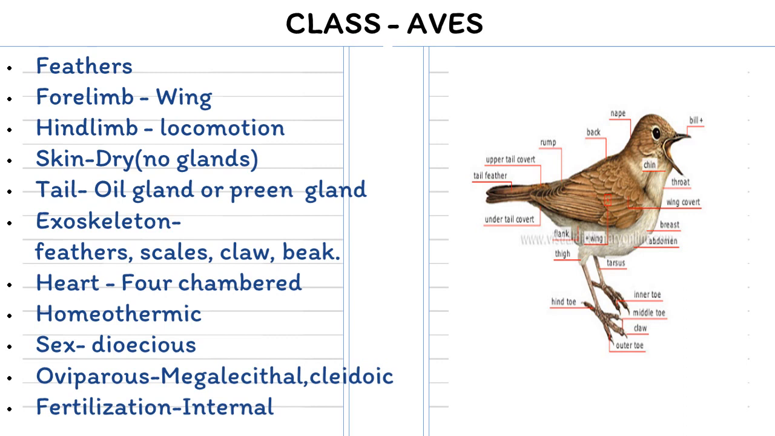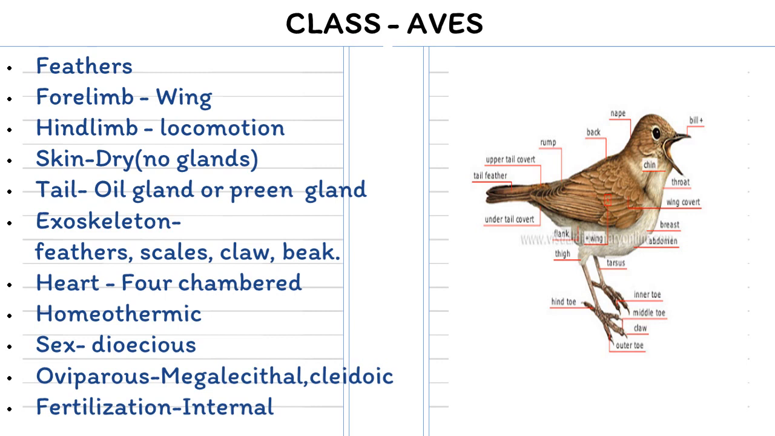It is oviparous. It lays eggs, and the egg, they said, is megalecithal. Megalecithal means as per the amount of yolk. Do you know what yolk is? The yellow colored part present inside the egg is called yolk. As per the amount of yolk, eggs are classified into three: alecithal, microlecithal, and megalecithal. Alecithal means there is no yolk inside the egg. Microlecithal means only a very little amount of yolk is inside the egg. And megalecithal means the amount of yolk is more. So aves consist of megalecithal type of egg.